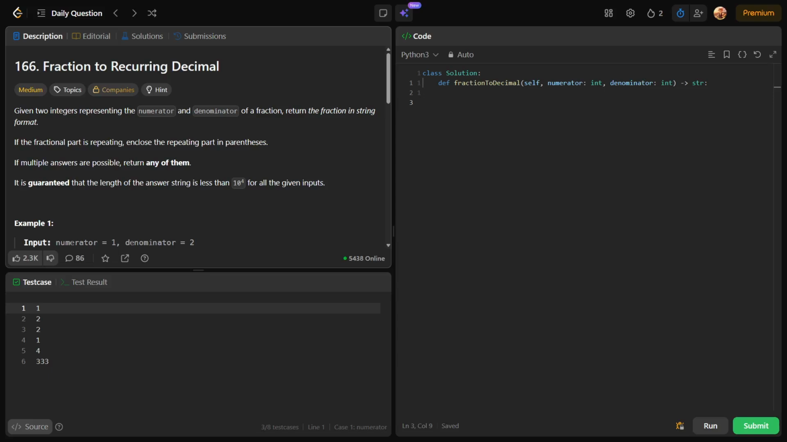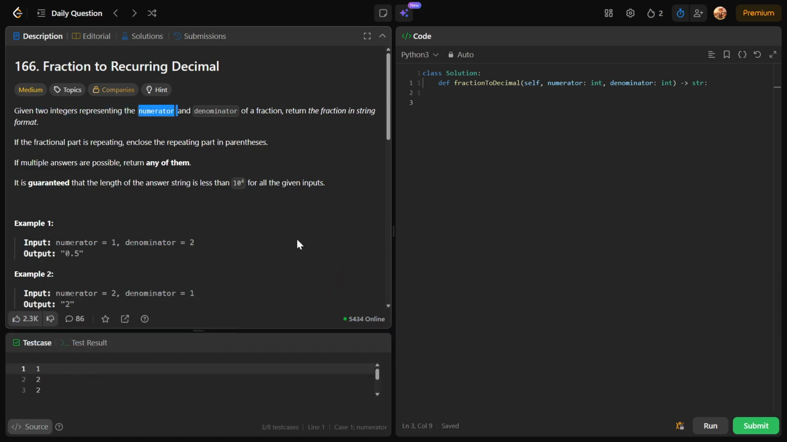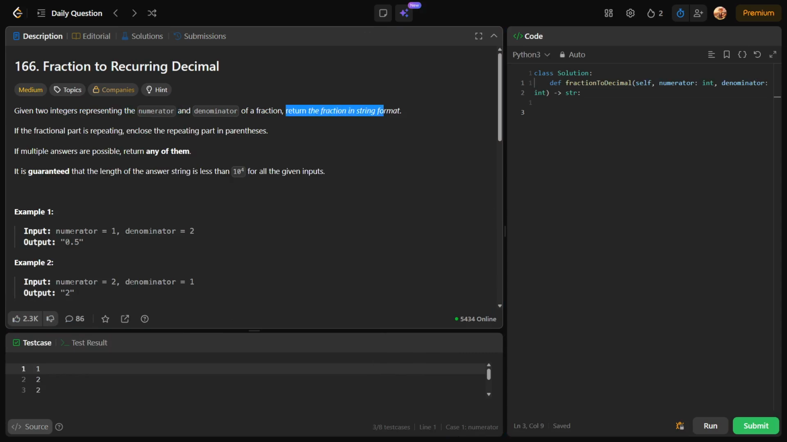Hello everyone, let's solve today's daily problem, Leetcode 166, fraction to recurring decimal. Given two integers representing the numerator and the denominator of a fraction, return the fraction in string format.